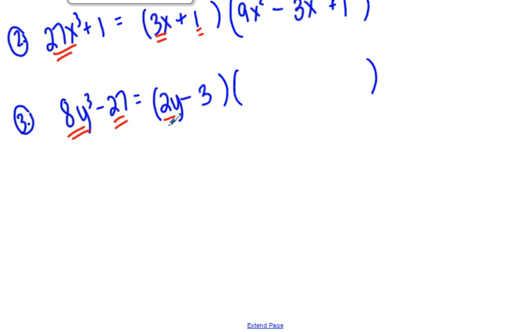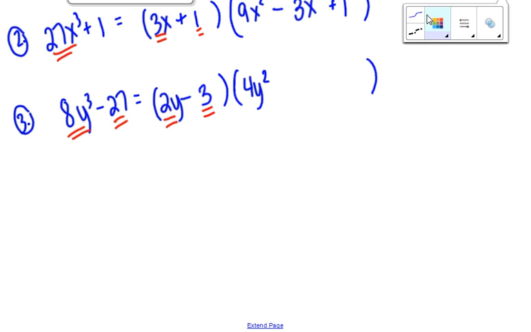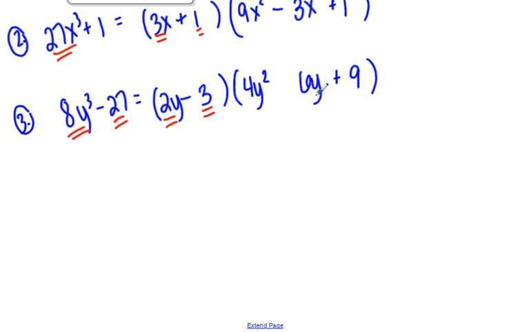Next, square the first term. Square the second term. Keep a plus sign in front of that last term. Lastly, multiply 2y times 3 to give you 6y, and change the sign from a minus to a plus. So your final answer is 2y minus 3 times 4y squared plus 6y plus 9.